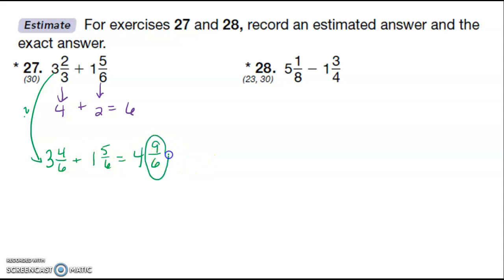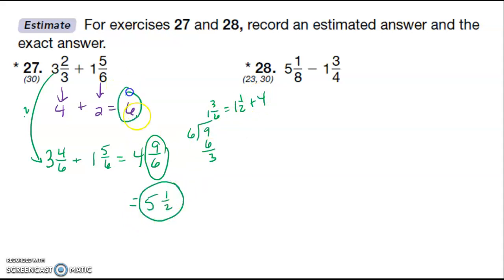So I have to take care of this business. 6 goes into 9 one time, with 3 left over, which is 1 1/2. I have to add my 4, so I get 5 1/2. So that's close. That's pretty close. Let's do this one. So if I round this, this is going to be 5 minus, if I round this is going to be 2, and I get 3.